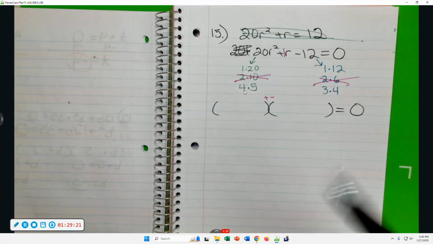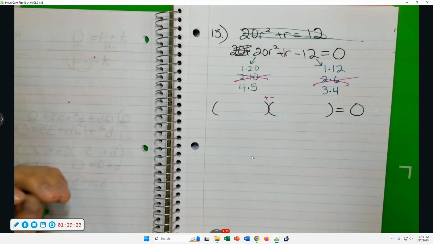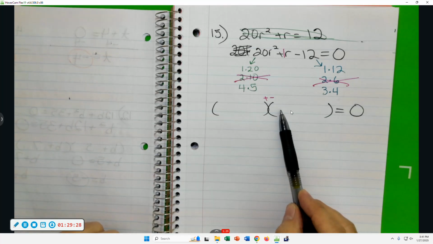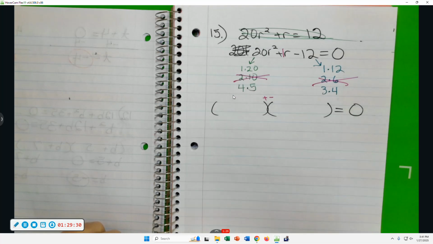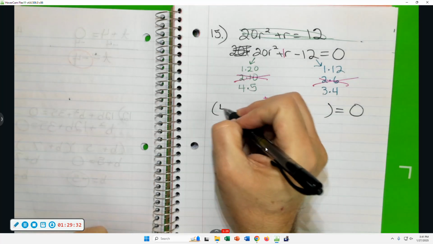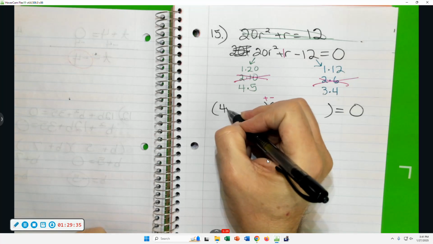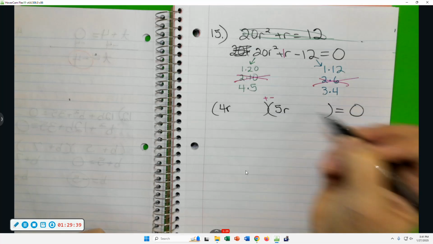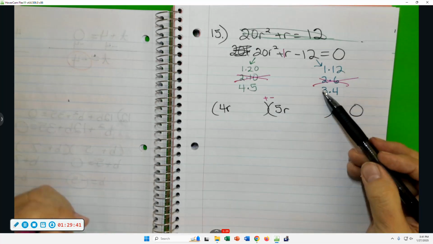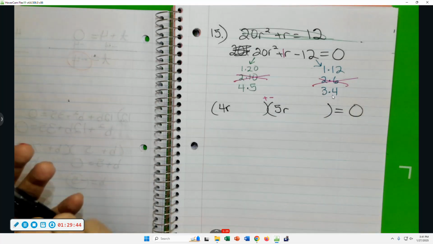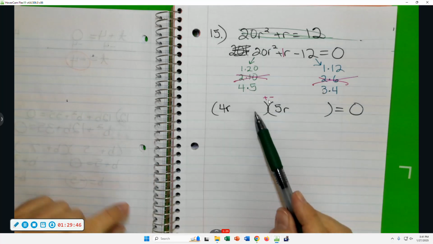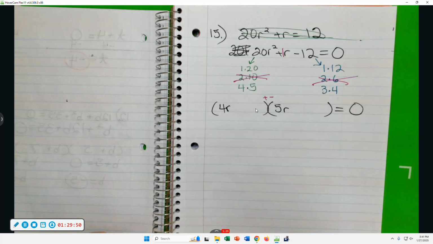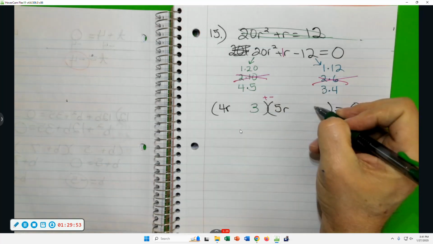Let's try, what do y'all want to try? What do y'all think I'm going to try as first times first? 4 and 5 or 1 and 20? 4 and 5. I'm going to use 4 and 5 first. Oh, I keep wanting to write R. I mean, it is R. 4R and 5R. Now, let's start with 3 and 4. Hey, can I put the 4 right here? No, because we already have a 4 there. So put the 3 there, the 4 there.